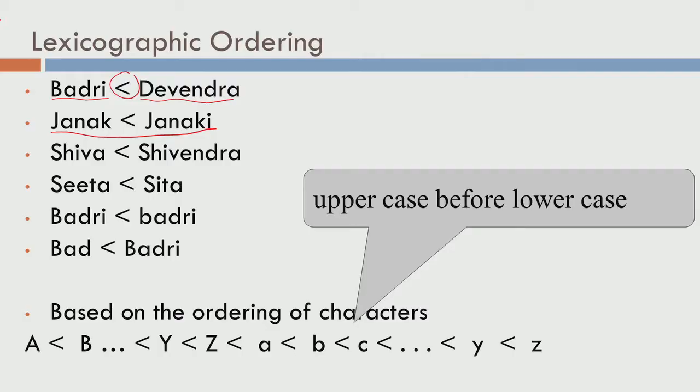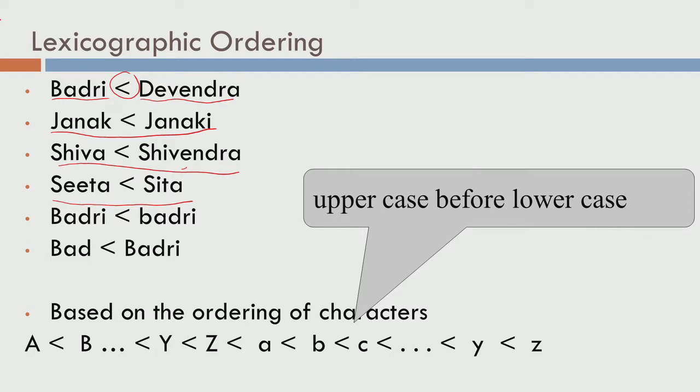Then if you look at this example, Shiva is less than Shivendra, because if you look at the 5th character, it is A here, and the 5th character there is E. Clearly A will come before E in the dictionary. So, Shiva is less than Shivendra. Then Sita is less than Siva. So, SEETA is less than SITA. We are not looking at the size of the string alone, we are also looking at dictionary ordering. Clearly SEETA will come in the dictionary before SITA, even though the length of SITA is only 4 and SEETA is of length 5. In an English dictionary you would see SEETA before SITA.